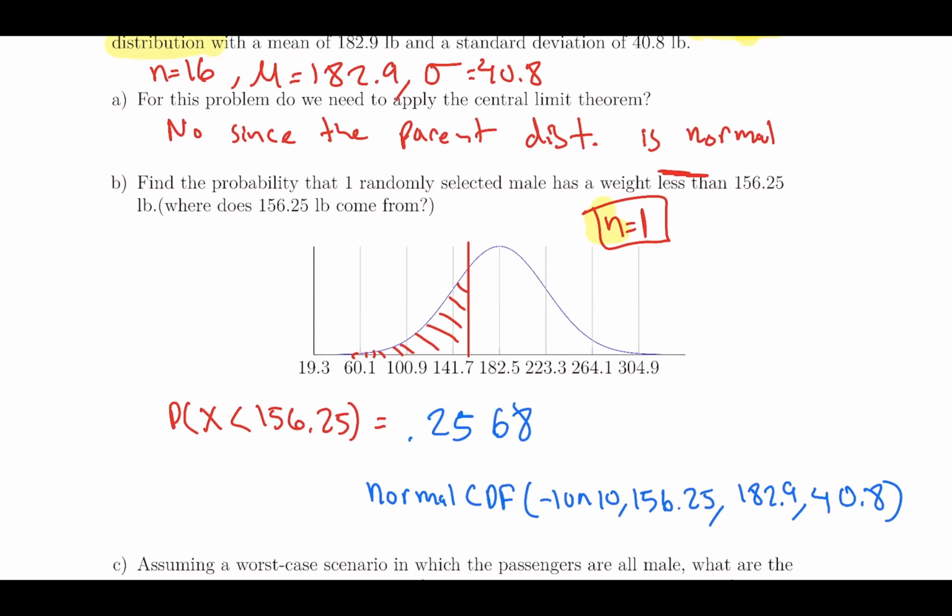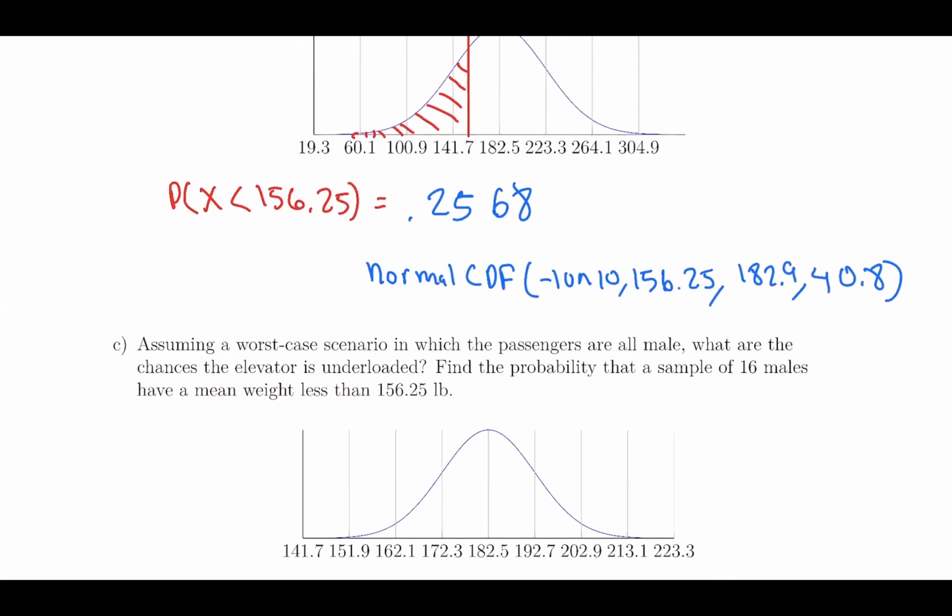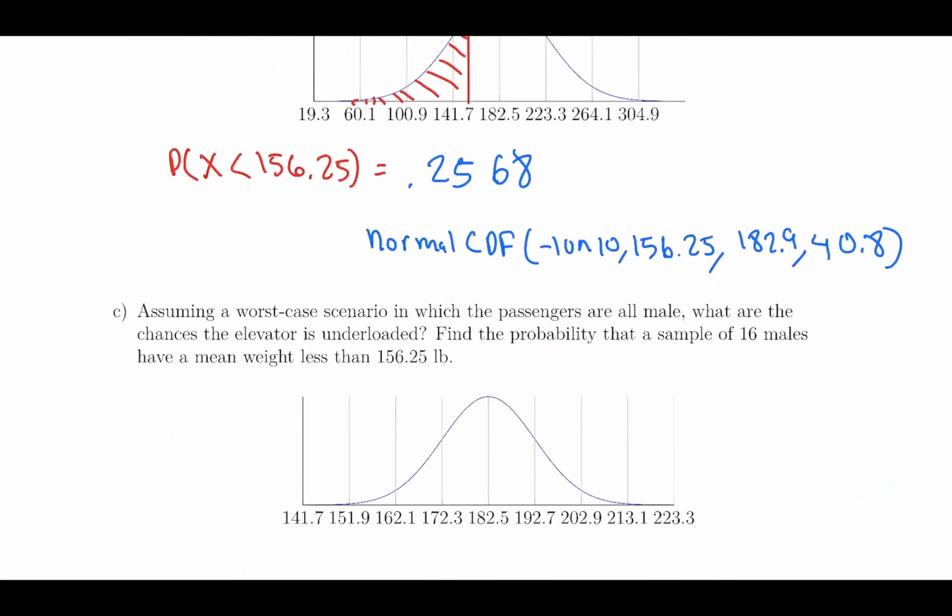All right, so let's go ahead and do C. It says, assuming a worst case scenario in which the passengers are all male, what are the chances that the elevator is overloaded? Find the probability that a sample of 16 males have a mean weight less than 156.25 pounds. So for this one, how many males did we randomly select? You want to be careful because right here it says 16 males. So n is equal to 16.